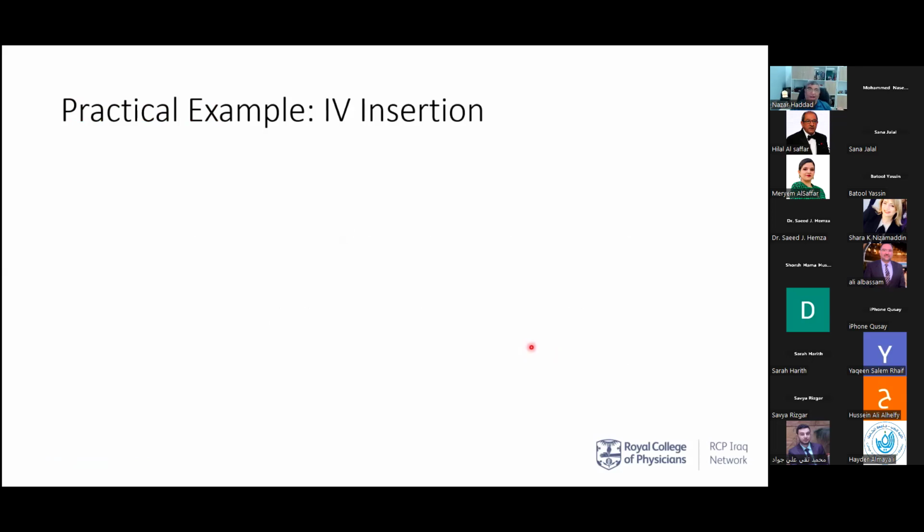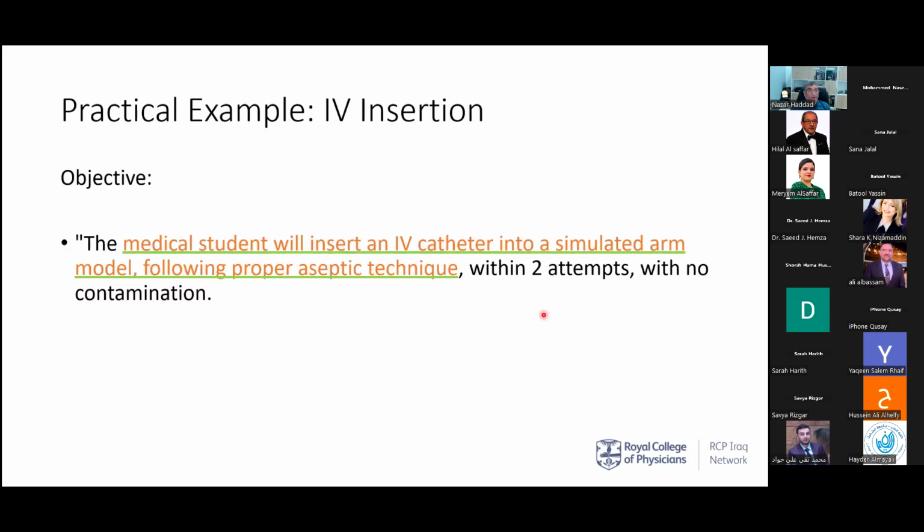So let's have a practical example. Let's say we want to train our students on IV insertion of a cannula or IV line. So the objective, let's say these are second-year medical students, will insert the IV catheter into a simulated arm model following proper aseptic technique within 2 attempts with no contaminations. So how can we apply the SMART technique to this statement?